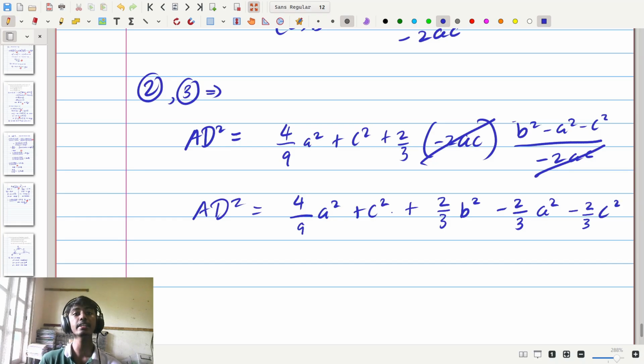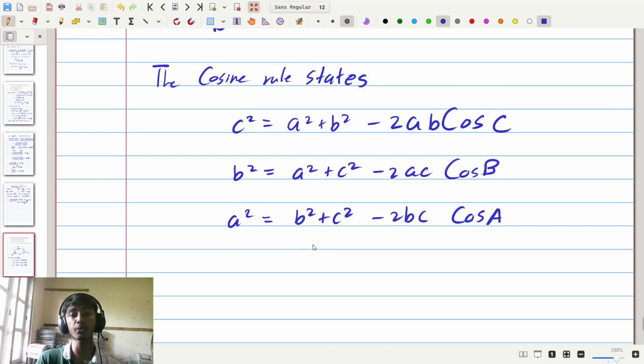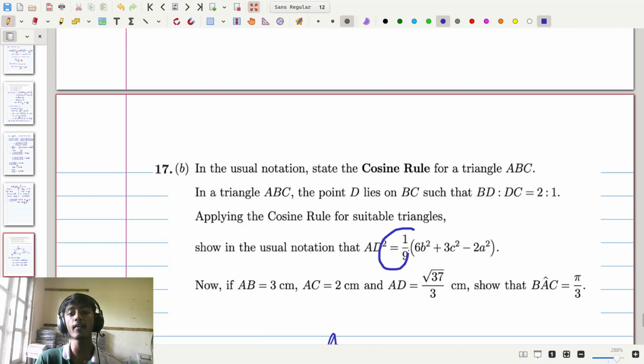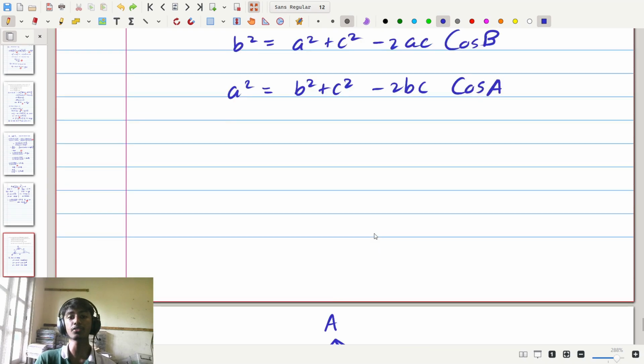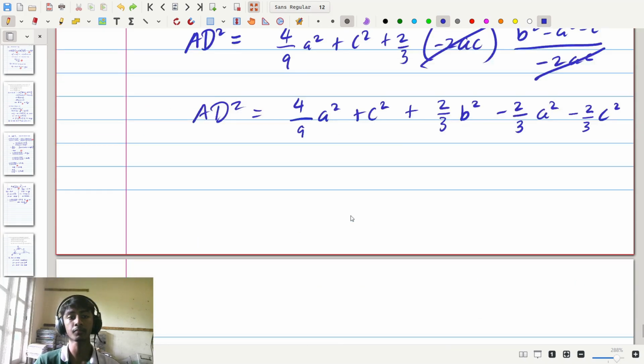So that's the equation we get. Now in the equation they gave us in the question, they had a 1/9 factored out, so we'll do the same thing. We'll take this equation and take a 1/9 as a factor and write that AD squared is equal to 1/9 times whatever's on the inside.